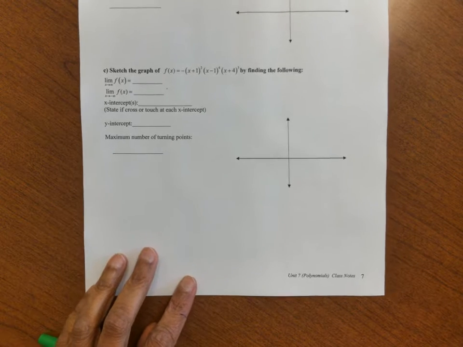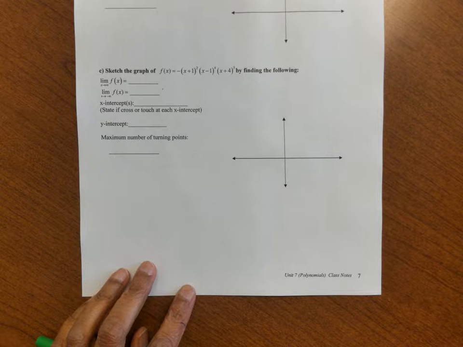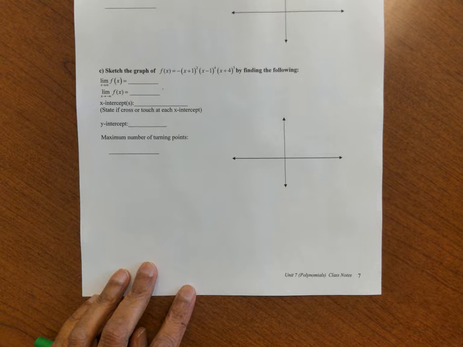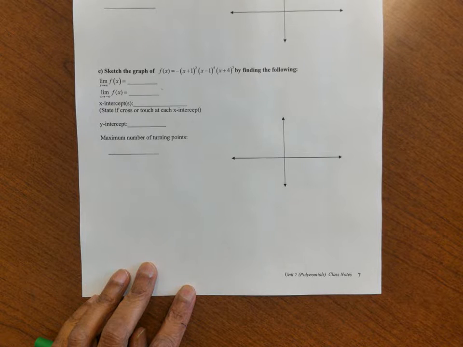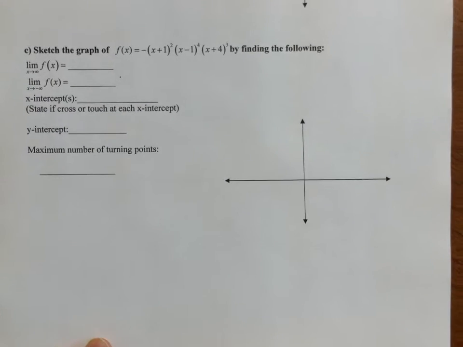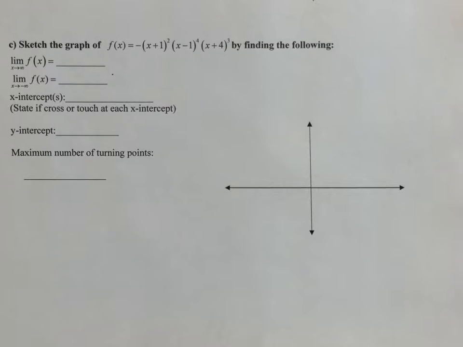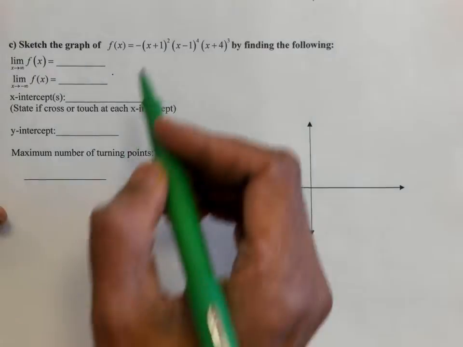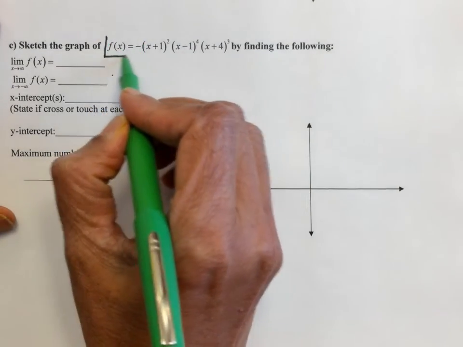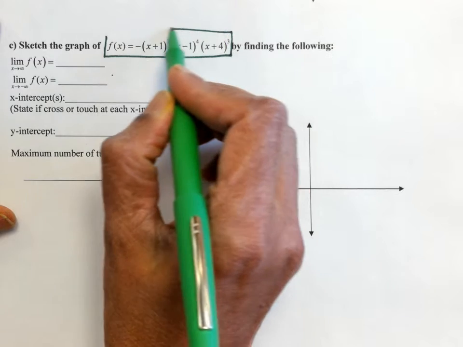Alright, we are going to do the next graph where we are going to sketch it based on the polynomial that's given to us. I'm going to zoom in so we can see a little more clearly. So it says sketch this graph, and this is the information that's given to me. This is the polynomial that's given to me.